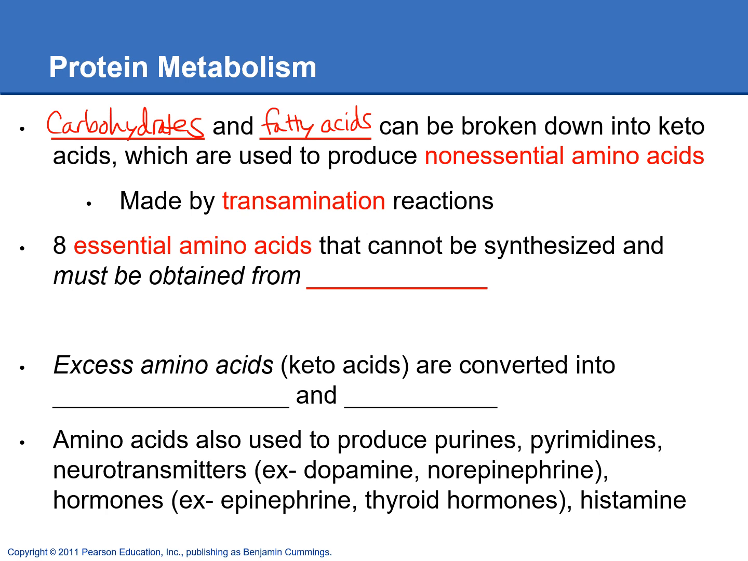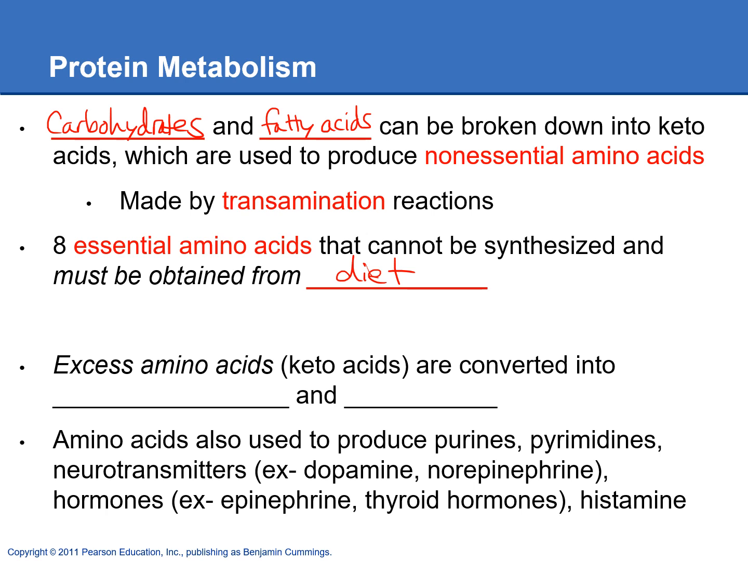Okay, but there are 8 essential amino acids that our cells cannot make. And we have to get these from our diet. Okay, and some examples of essential amino acids that you do not have to memorize, but these would be things like methionine, tryptophan, leucine, and there's 8 of them total.